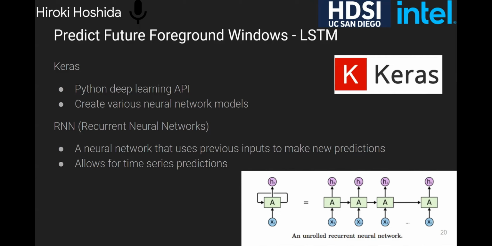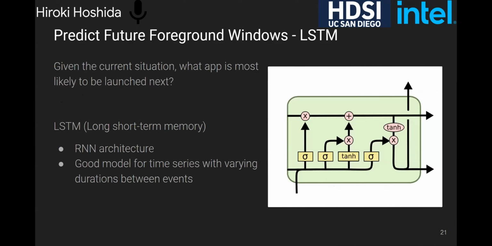Using Keras, we wanted to create a recurrent neural network, or RNN. An RNN is a type of neural network that uses previous inputs to make new predictions. So, in our case, it would use the recent past history of computer usage by the user to predict the user's next move. This image here is a visual representation of an RNN. The question we want to solve is, given the current situation, what app is most likely to be launched next?